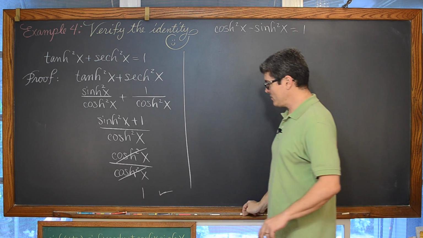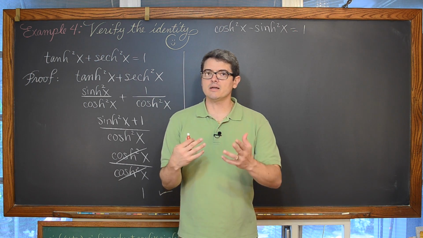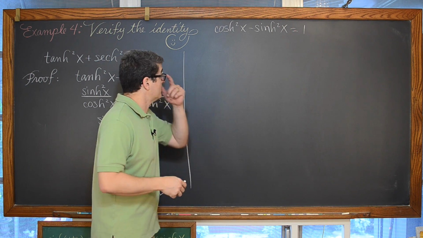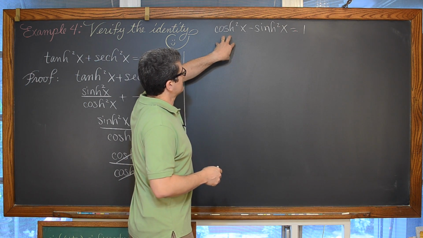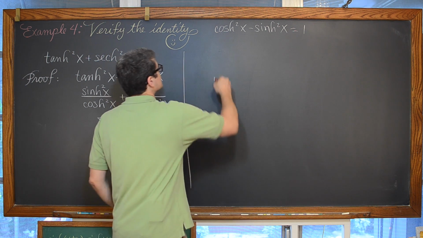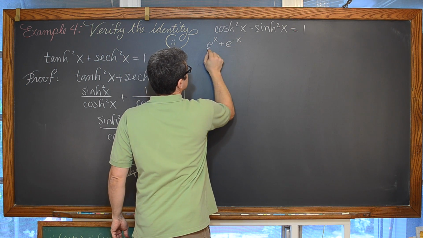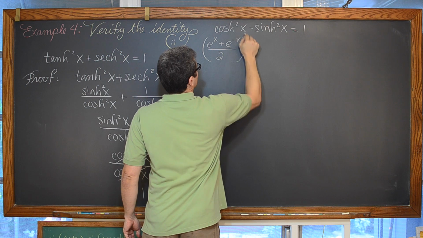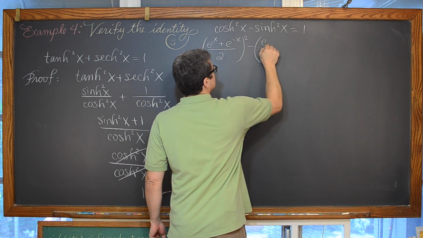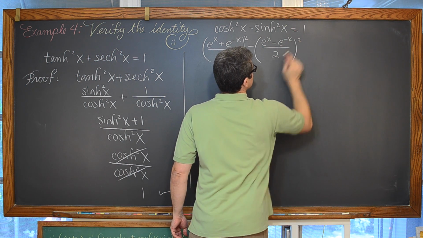Well, now let's do a bit more of a fundamental proof here and work with the idea that these hyperbolic functions are a special type of exponential function. So for our fifth example, we're going to remember that the hyperbolic cosine of x was (e to the x plus e to the negative x) over 2, and that was squared, minus hyperbolic sine of x, which was (e to the x minus e to the negative x) over 2 squared.